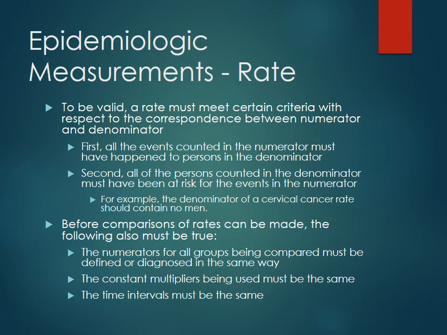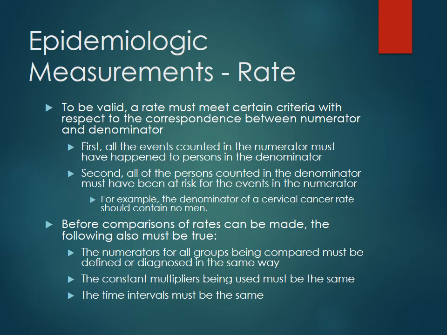Okay. So to be valid, a rate should meet certain criteria with respect to the correspondence between the numerator and the denominator. First, all the events counted in the numerator must have happened to persons in the denominator, right? You don't want to be mixing up your groups. If people either left the study or came into the study, you want to make sure whoever was having the event is actually calculated in that denominator. It should be captured there.